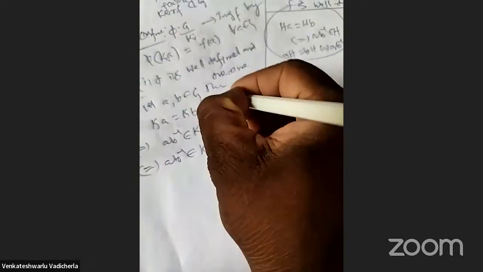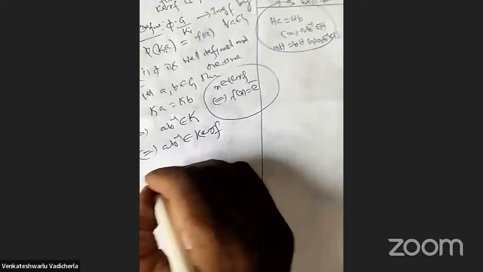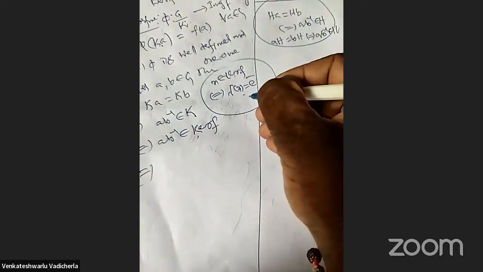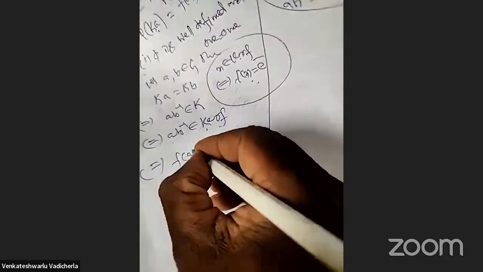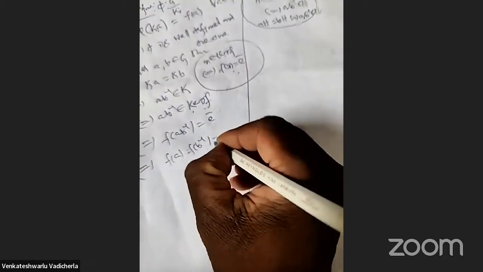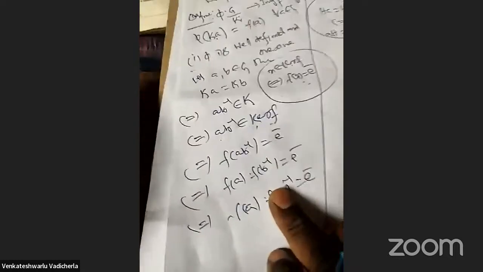I have already given you the kernel f definition. x belongs to kernel f if and only if f of x is equal to, compulsorily, e bar. So here ab inverse belongs to kernel f, then according to the definition, f of ab inverse is equal to e bar. This is if and only if. So f of ab inverse is equal to e bar. Already we know f is a homomorphism, so f of a into f of b whole inverse is equal to e bar, since f of b inverse is f of b whole inverse.